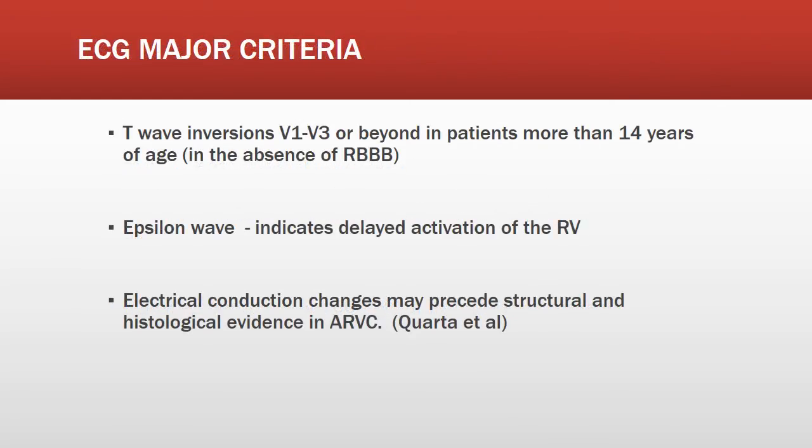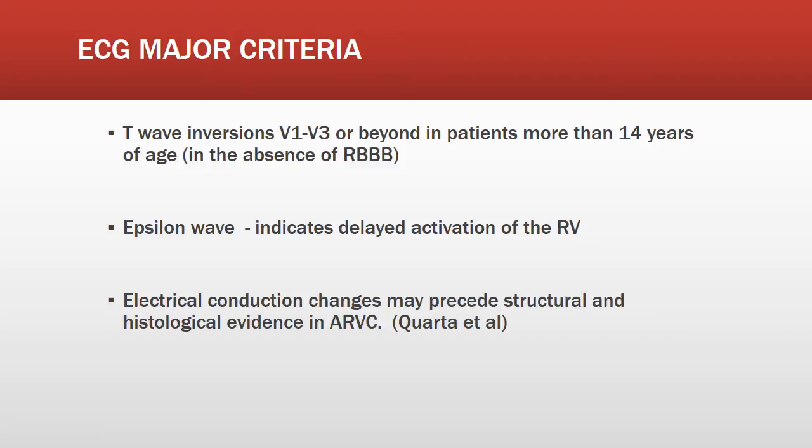So what about ECG criteria? The major criteria for ARVC are having T-wave inversions from V1 to V3 or beyond, and this should be in patients more than 14 years of age. The reason being that in a patient who's younger than 14 years, it's normal to have T-wave inversions from V1 to V2 and even V3. So that's why they put this cutoff on the age. And this is in the absence of right bundle branch block, so that's a major criterion.